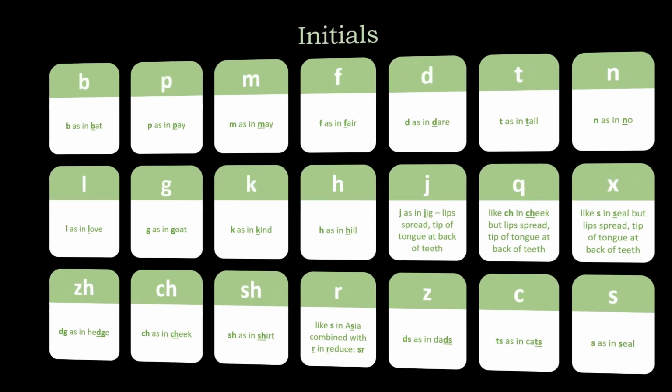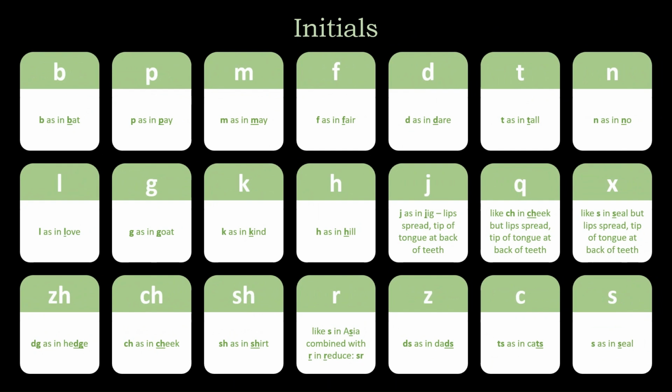So let's practice these initials, and when doing so, rather than say b, p, m, f, where we can't really hear the sound, we'll couple it with a vowel sound so that we can fully express the initials. So please repeat after me.